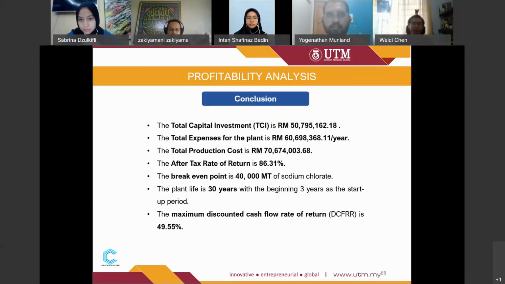And here is our conclusion. For our TCI is about 60 million and the total manufacturing cost is 70 million. After-tax rate of return is 86%. And the break-even point is 40,000 metric tons. And our plant life is 30 years with the beginning of 3 years as the startup period. And the maximum discounted cash flow rate, IRR, will be 50%.